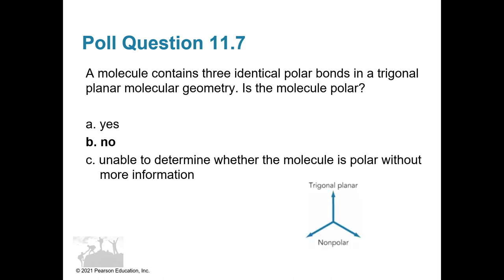Okay, so the answer here is B. The molecule is nonpolar. Yes, we do have polar bonds. They are identical, so pretend that the magnitude of these vectors are the same. If we had a central atom here, and we're thinking about our pretend tug of war, the central atom is not going to move at all. Why? Because the polar bonds are identical, and the bond angles are all the same. They're all 120 degrees.